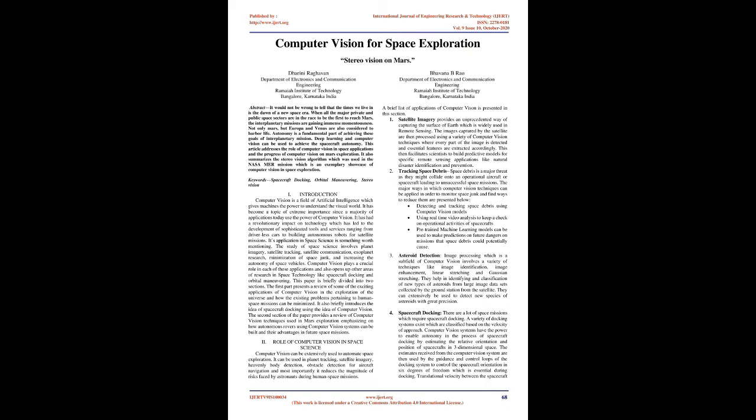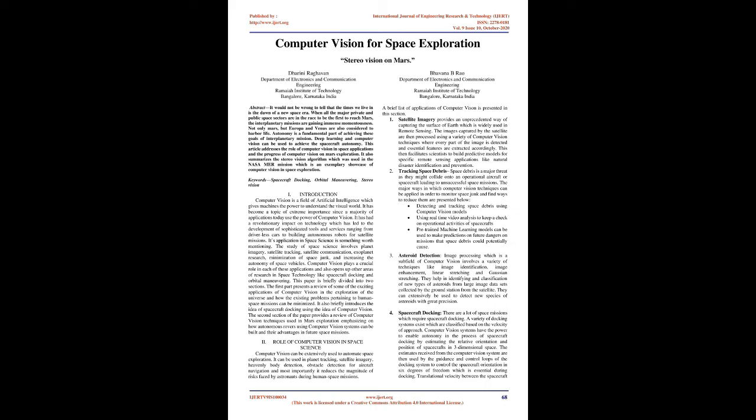This paper is briefly divided into two sections. The first part presents a review of some of the exciting applications of computer vision in the exploration of the universe and how the existing problems pertaining to human space missions can be minimized. It also briefly introduces the idea of spacecraft docking using computer vision. The second section of the paper provides a review of computer vision techniques used in Mars exploration, emphasizing how autonomous rovers using computer vision systems can be built and their advantages in future space missions.